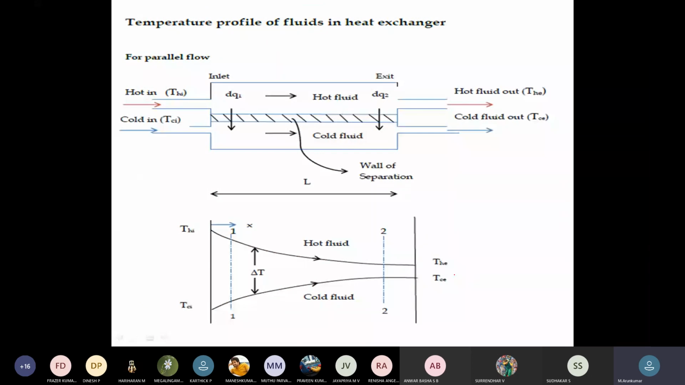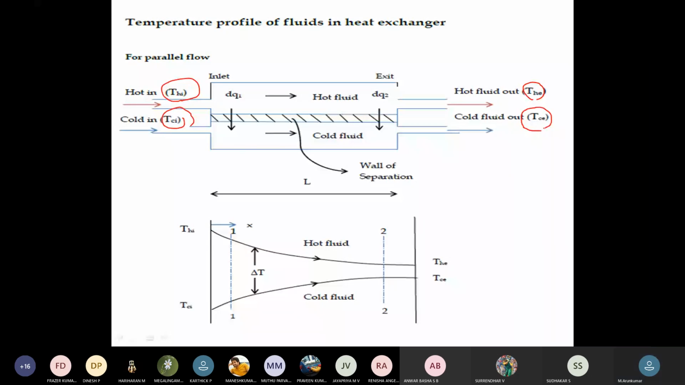The temperature profile of fluids in a heat exchanger can also be discussed. In parallel flow, we have a hot in and a cold in. The temperatures of the hot fluid and cold fluid can be taken as TH and TC, where i stands for initial or inlet. The temperatures at the output can be taken as TH exit and TC exit.